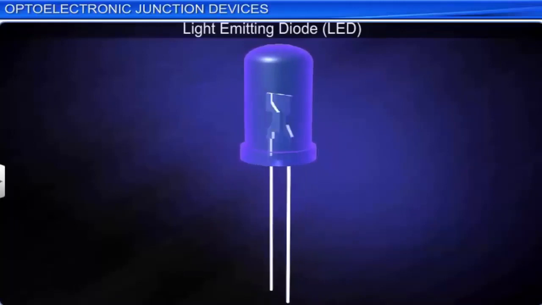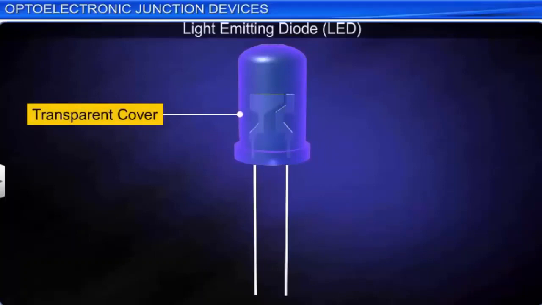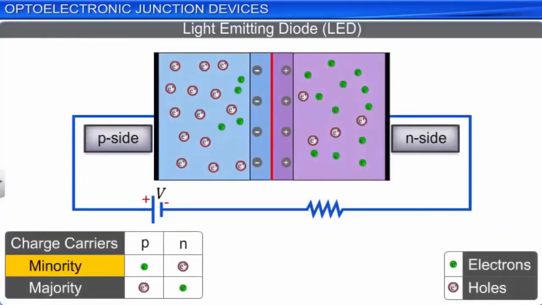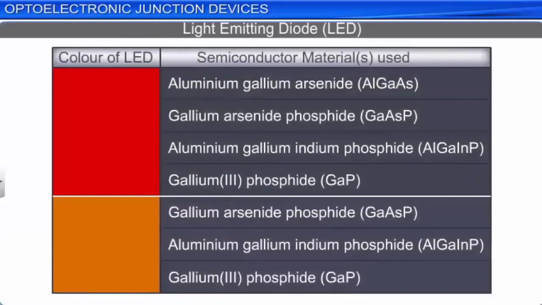An LED is operated under forward bias, which increases the diffusion of minority charge carriers across the p-n junction. This leads to the recombination of the electron-hole pairs, which results in the liberation of energy in the form of photons. The energy of the emitted photons and the color of the light produced depends on the nature and the band gap of the semiconductor material used in the LED. Here is a list of some semiconductor materials used in LEDs of different colors.